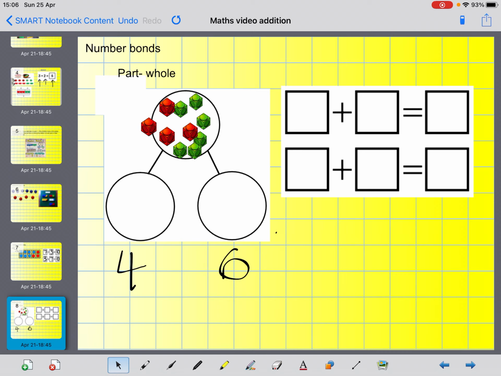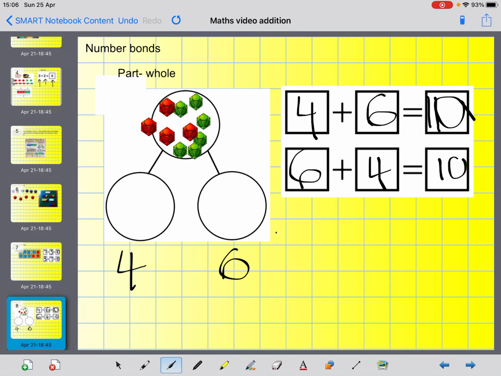And also I can write my number sentence. I can say there were 4 red cubes and there's 6. So I know 6 and 4 makes 10. I can also swap numbers around. I can start with the biggest number, the largest number, which is 6, and add 4 equals 10.